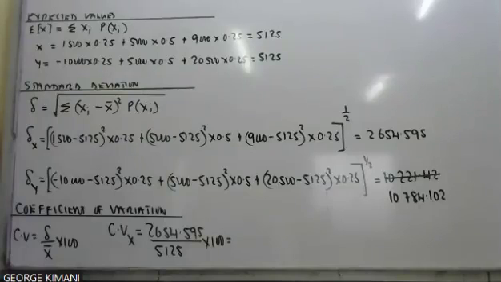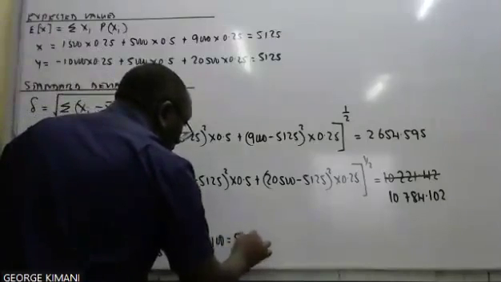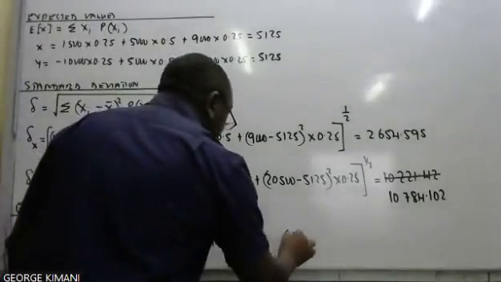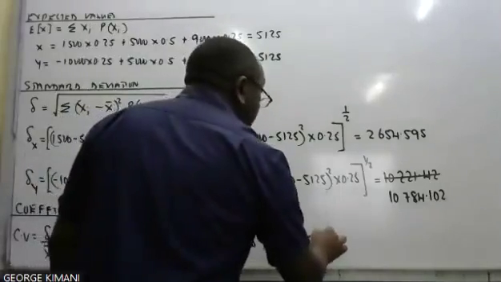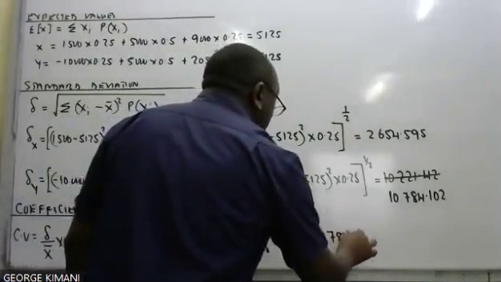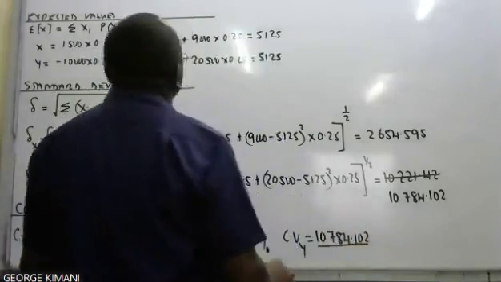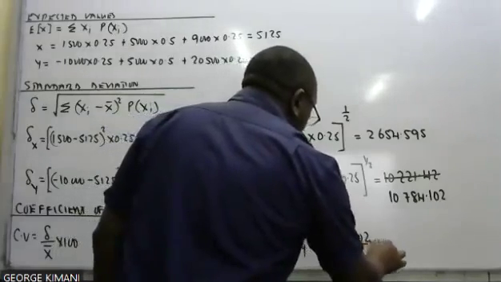What percent? 51.797. So we can call it 51.8. Yeah? CV for project Y is 10,784.102 divided by the mean, 5125, times 100.